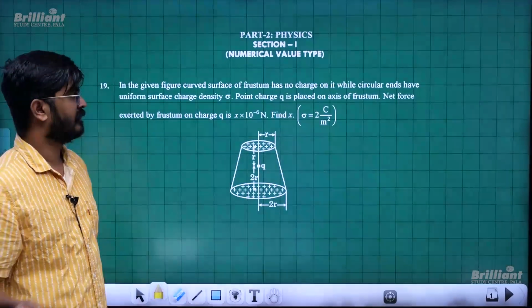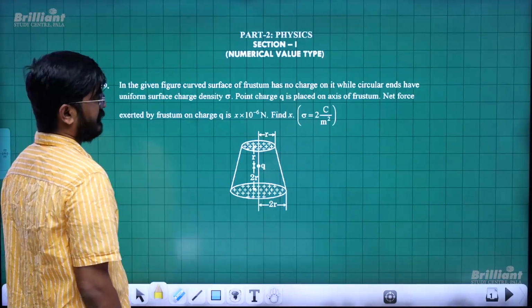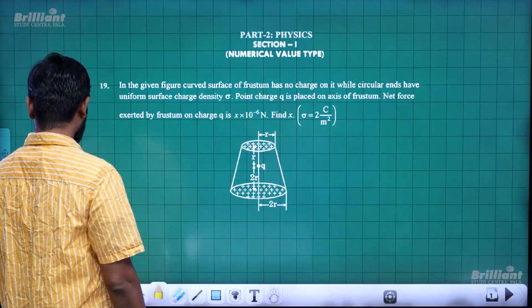Hi kids, we will be going with this paper discussion. You can look at the first question. This question already came in some of your exams, so I am not going to explain much.